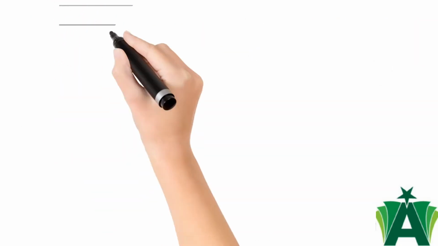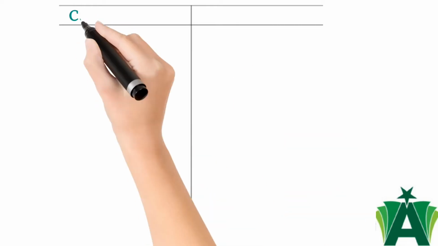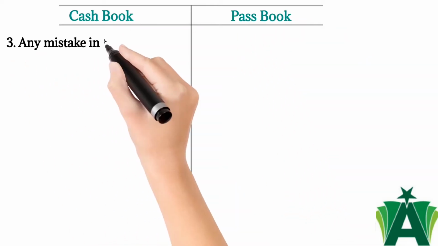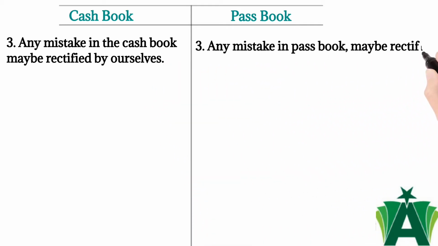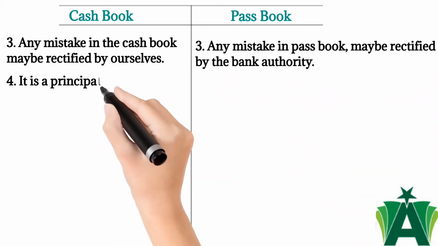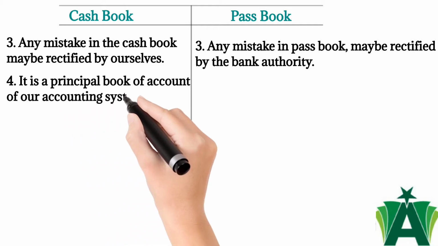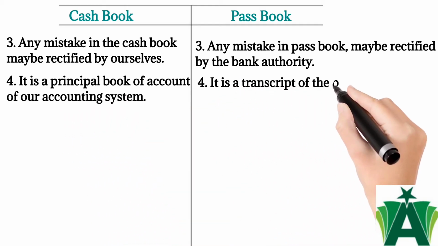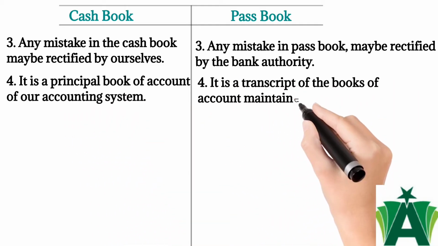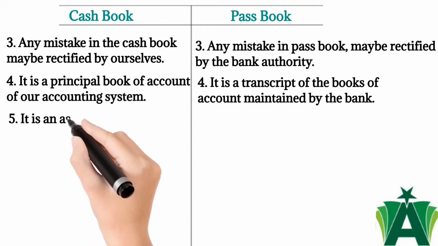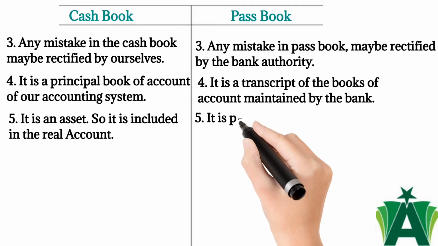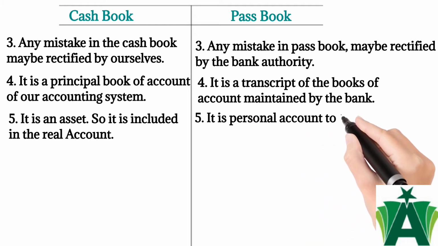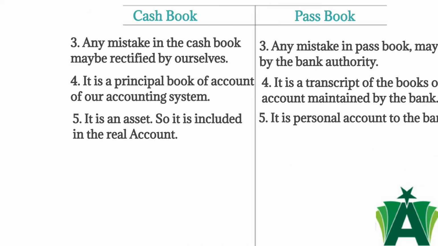Point number 3. Any mistake in the cash book may be rectified by ourselves. Any mistake in the passbook may be rectified by the bank authority. Point number 4. It is the principal book of account of our accounting system. It is the transcript of the books of account maintained by the bank. Point number 5. It is an asset, so it is included in the real account. It is a personal account to the bank.